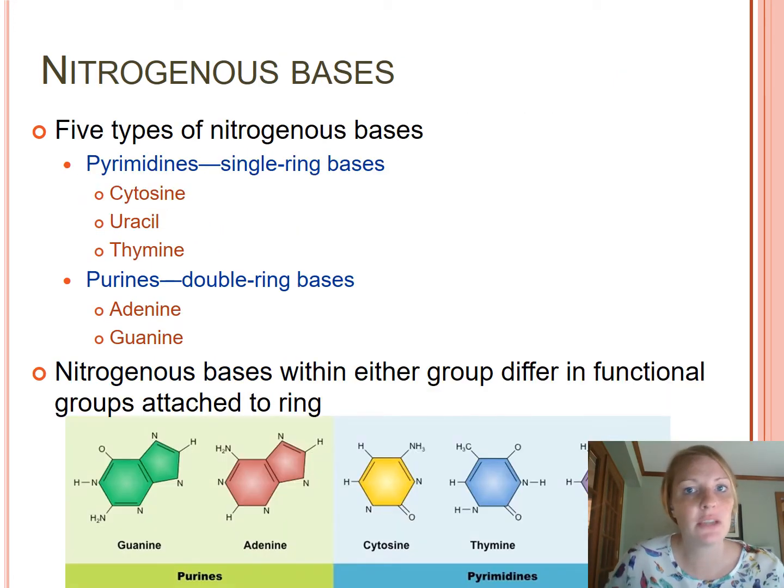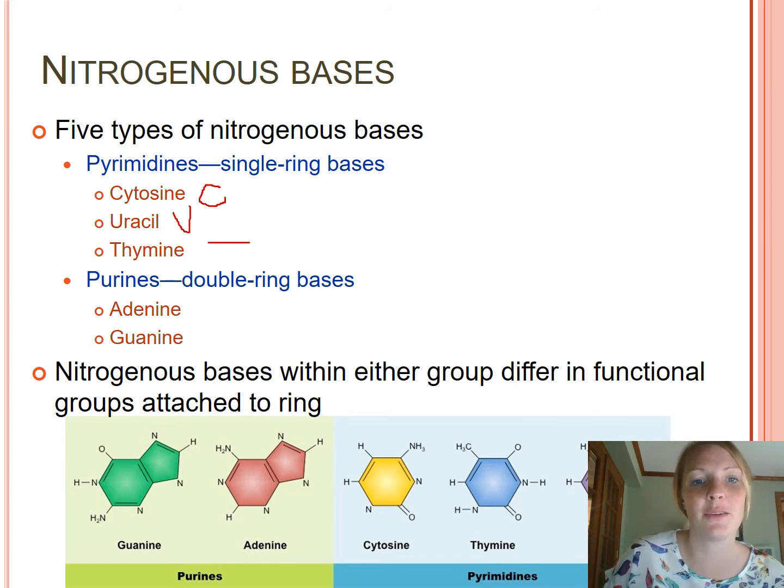There are 5 major types of nitrogenous bases, and when they're attached to the sugar, that creates your different nucleotides. There are 2 classes, pyrimidines and purines, and there are 3 pyrimidines and 2 purines. The pyrimidines include cytosine, which we abbreviate as a C, uracil, which is a U, and thymine, which is a T. These are all pyrimidines. They're single ring bases.